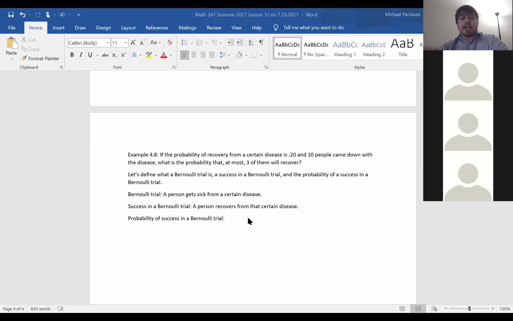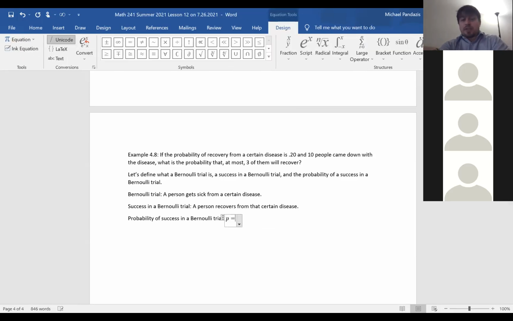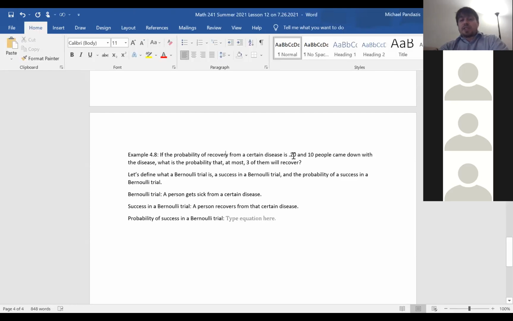Okay? And so the probability of success, which is known by little p, I'll just write the number, is, so wait, no, sorry. I want to agree with you, but it's not 3 out of 10. The probability of recovery from a certain disease is 0.20. The probability of recovery is 0.20. I'm just going to put space here to separate from the rest of this. You can see it better, right?